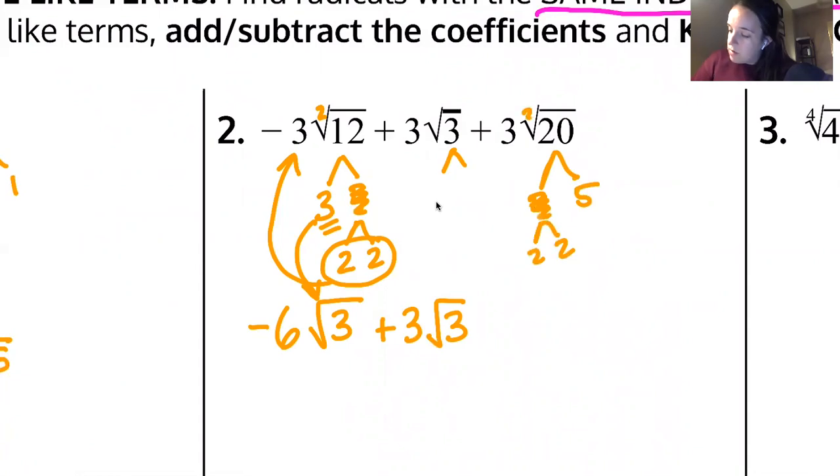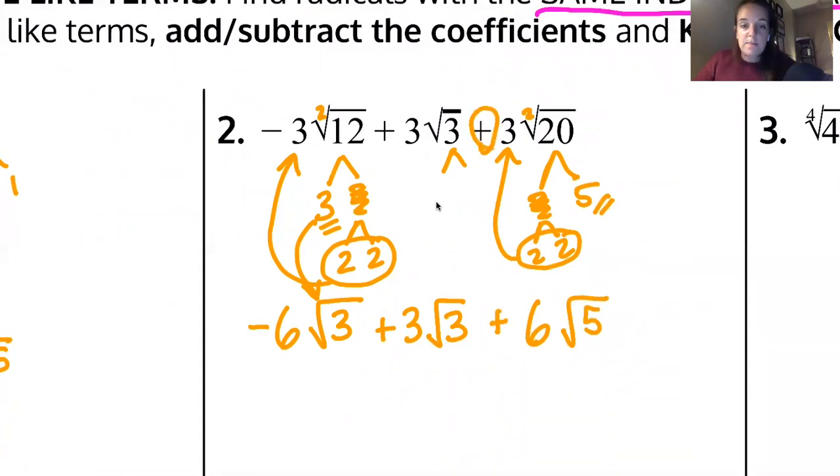We need groups of 2, so the 2's are coming out to meet here. So 3 times 2 would be 6, and the 5 is left over. So I have root 5, and that is a positive sign, so I'm going to put a plus sign right there. So now I need to decide which of these are like terms.